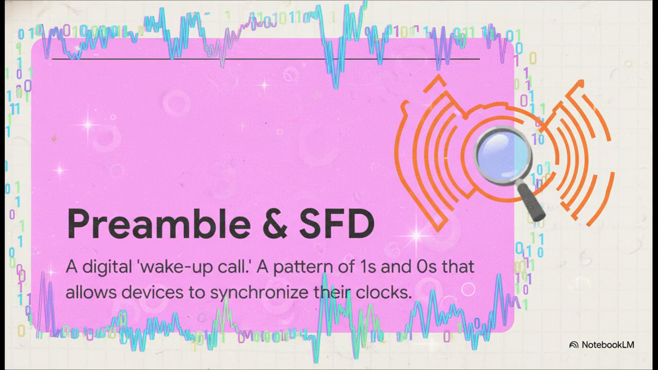The very first thing we tack on the front is something called a preamble and a start frame delimiter. Honestly, you can just think of this as a digital heads up. It's a special pattern of ones and zeros that basically yells at the printer's network card, hey, wake up, a message is about to arrive. This lets the printer get its internal clock perfectly in sync so it can read the incoming data without messing anything up.